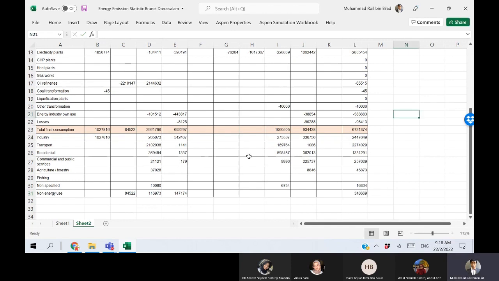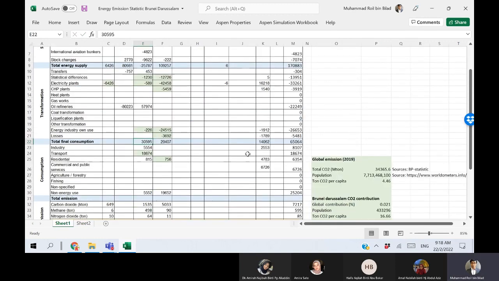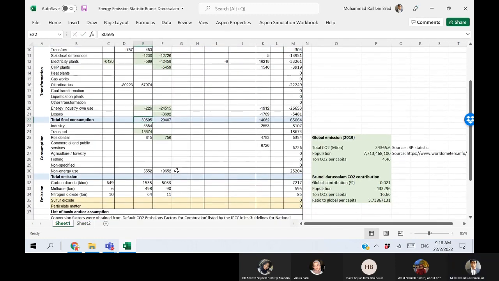The next one, go to the left here. The next one is to find out the emission. Yeah, the emission was okay. I'll just copy this.